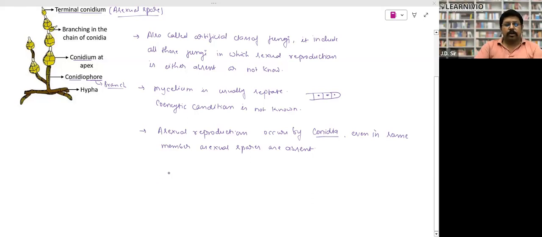Asexual reproduction occurs by conidia. So conidia is a type of spore. You can see this is the conidia. We call them conidia spores. Did you get what the conidiophore is? Those branches which bear conidia are called conidiophores. Phore means branches. And conidia is a type of spore that you need to remember. They are tough spores.